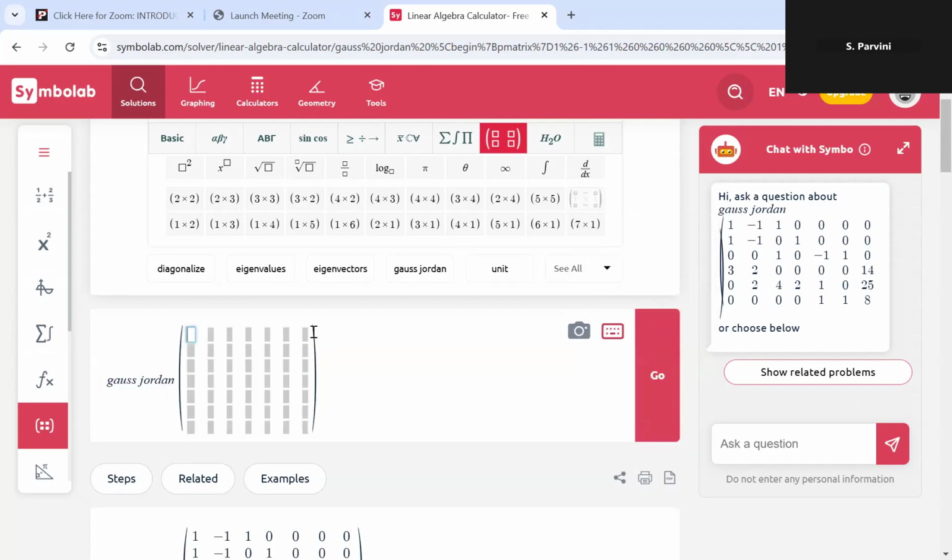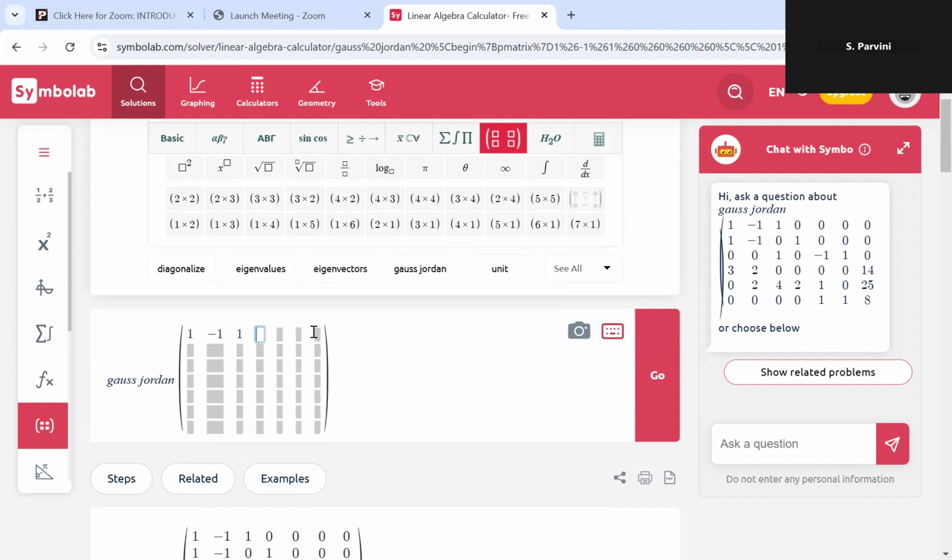And there you go. So it's a 7 by 7. I'm just going to real quick retype these. So here's 1, negative 1, 1, 1, 2, 3, 4 zeros. Second row was 1, negative 1, 0, 1, 1, 2, 3. And then we have 0, 0, 1, 0, negative 1, 1, 0.